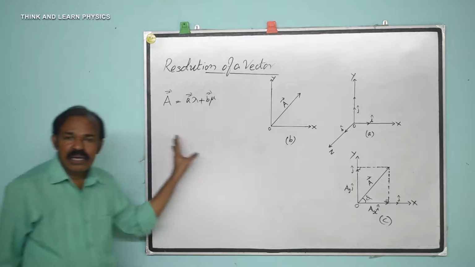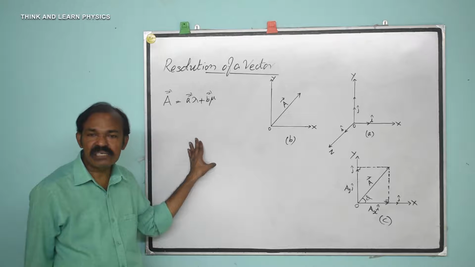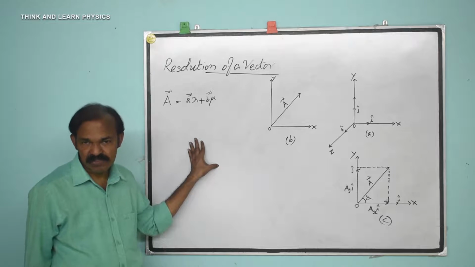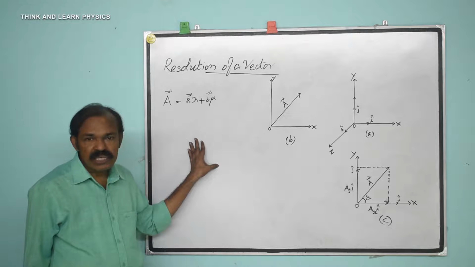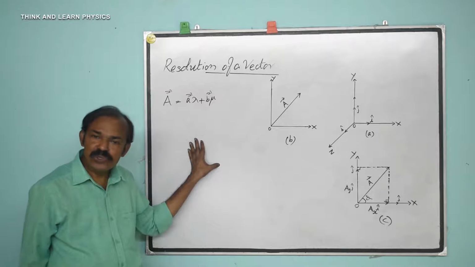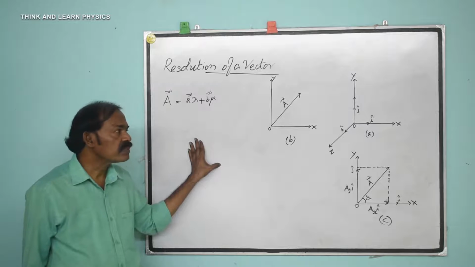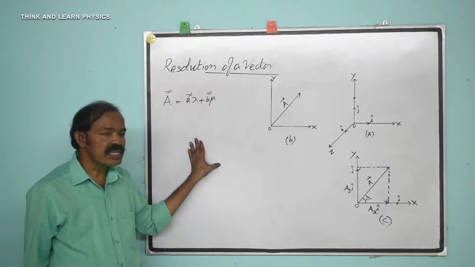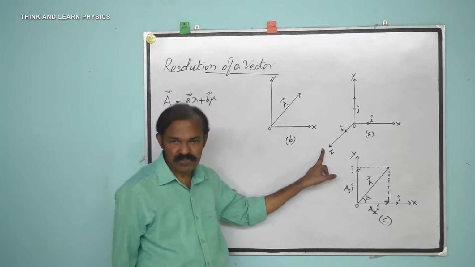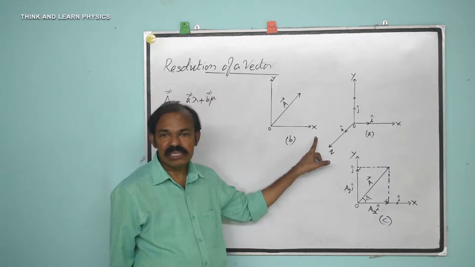Now it would be convenient if we express a given vector in terms of its rectangular components. The rectangular components are expressed in terms of unit vectors along the rectangular coordinate system. The unit vectors along the rectangular coordinate system, that means along OX, OY and OZ, are represented by i cap, j cap and k cap respectively.